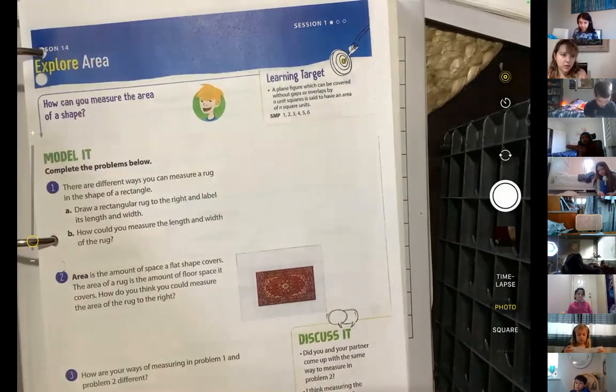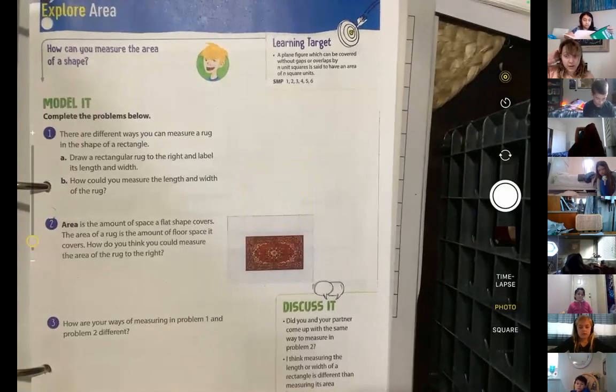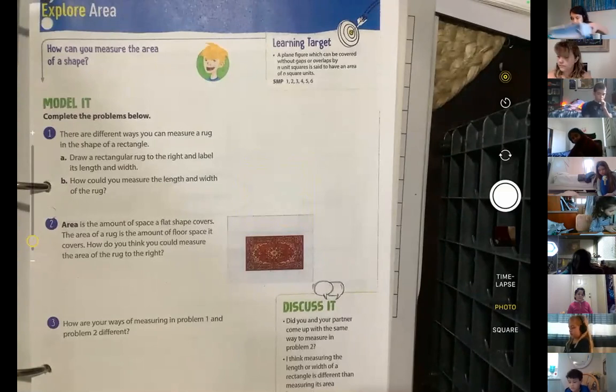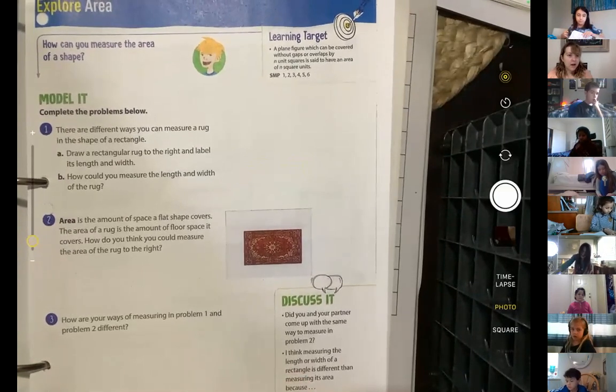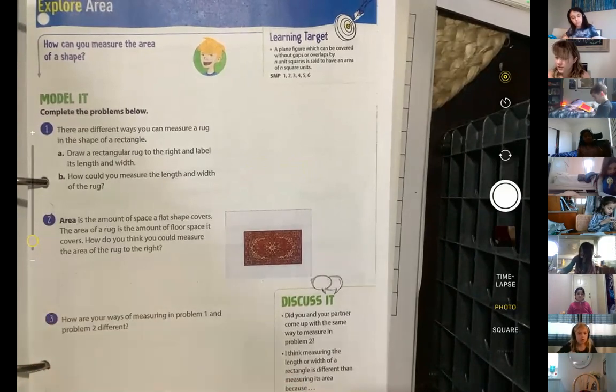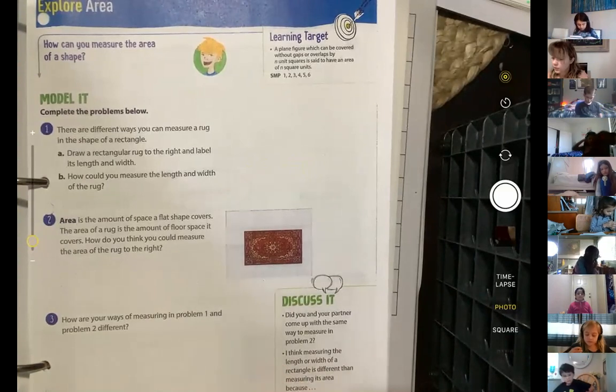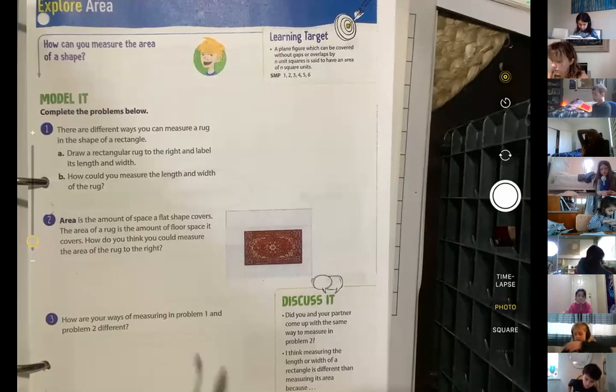Okay, back to the page you have. Remember, this is page 303. Now you guys are writing things down in your binder. Okay? So it says, how can you measure the area of a shape? There are different ways you can measure a rug in the shape of a rectangle. So here's our rectangular rug, right? So it says, draw a rectangular rug to the right and label its length and width. Okay, so here we go.